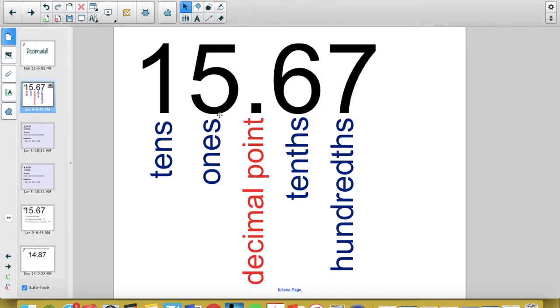Kind of like having $15.67. I would have 6 dimes, 7 hundredths, 7 pennies, right? Well, it takes 100 pennies to make $1. So maybe that will help you remember that the hundredths place is after the tenths place in decimals because pennies are smaller than dimes.